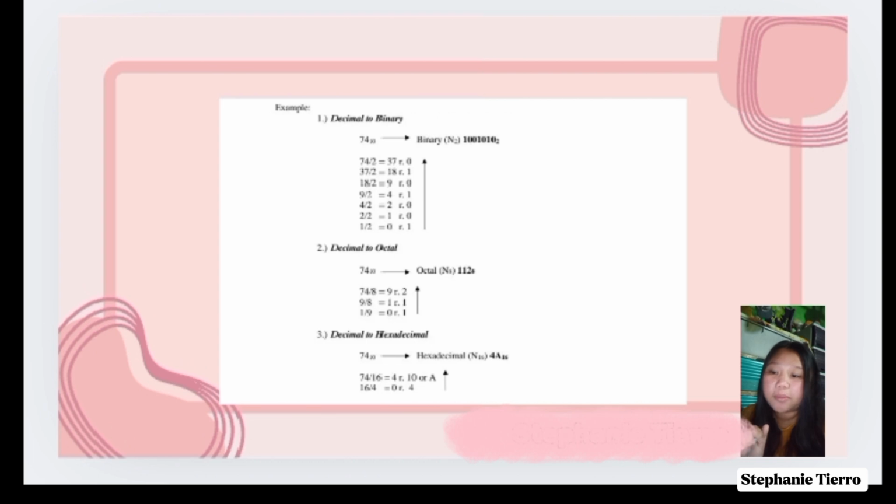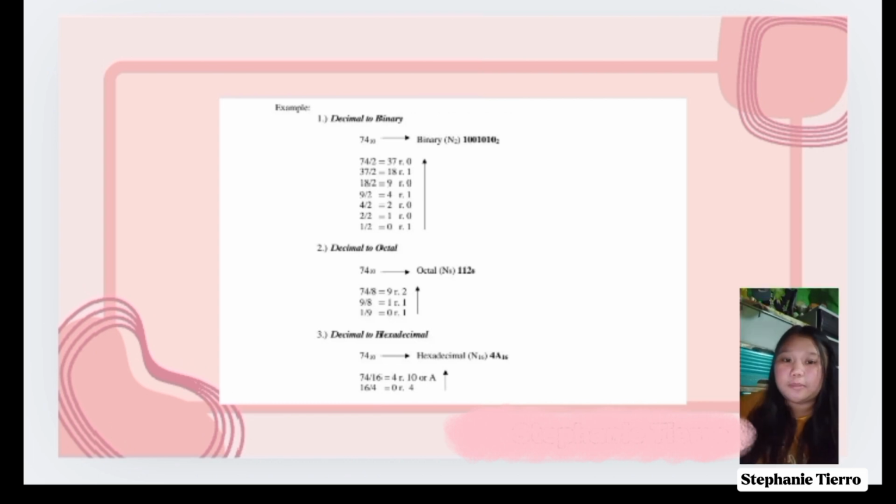And the 9 divided by 2 is equal to 4. Same procedure lang sa pagkuha. Hanggang sa naabot na natin tong 1 divided by 2 is equal to 0, remainder 1. So, ang gagawin natin dyan, kukunin natin yung mga remainder niya, pataas siya. Unahin natin yung 1, next is 0, and also the 0, 1, 0, 1, 0. Kaya nakuha si 1001010, base 2.